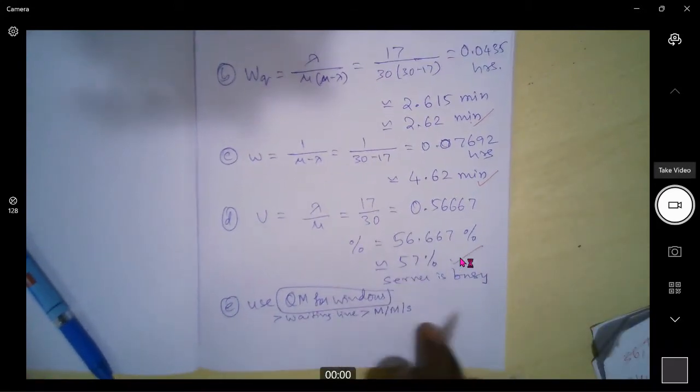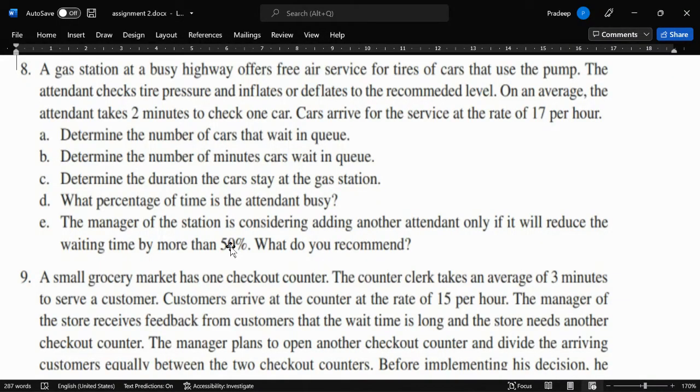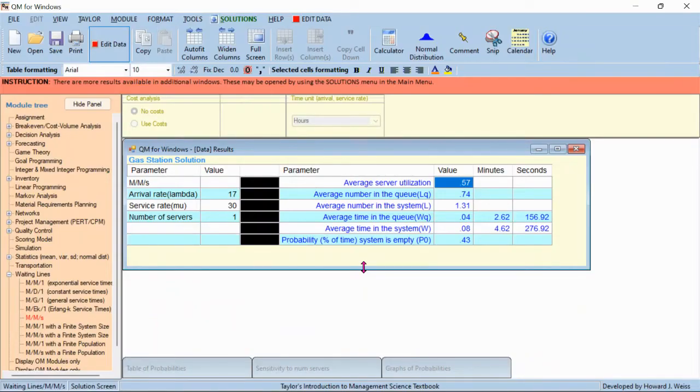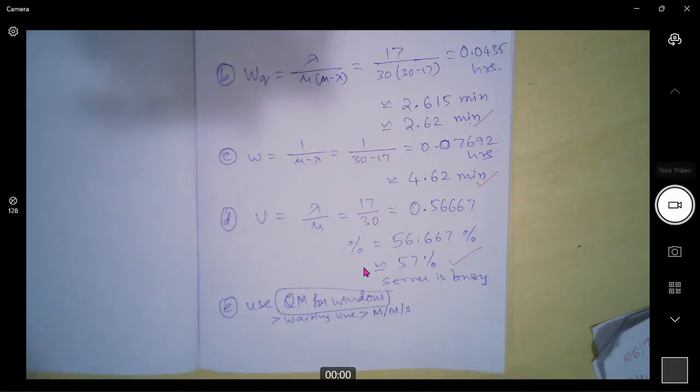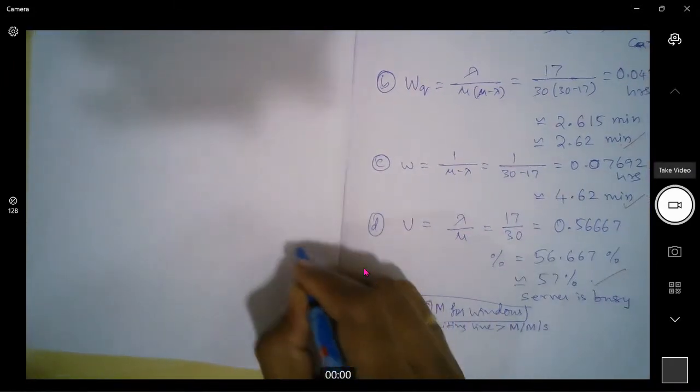Now the question is, should we go for the second attendant or not? What is the condition? I go to the question. The manager of the station is considering adding another attendant only if it will reduce the waiting time by more than 50%. What do you recommend? Now I'll make a small table. Let me write the answer here for this one.